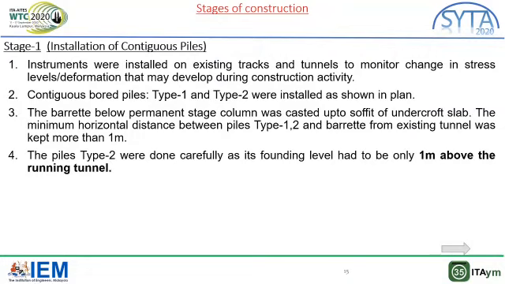Stages of construction. Stage 1. Installation of contiguous piles. Instruments were installed on existing track and tunnels to monitor change in stress levels and deformation that may develop during construction activity. Contiguous bored piles type 1 and type 2 were installed as shown in plan. The barrette permanent stage column was cast up to soffit of the undercroft slab. The minimum horizontal distance between piles type 1, 2 and barrette from the existing tunnel was kept more than 1 meter. The piles type 2 were done carefully as its founding level had to be only 1 meter above the running tunnel.